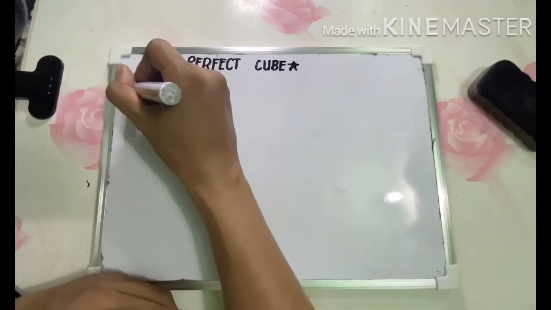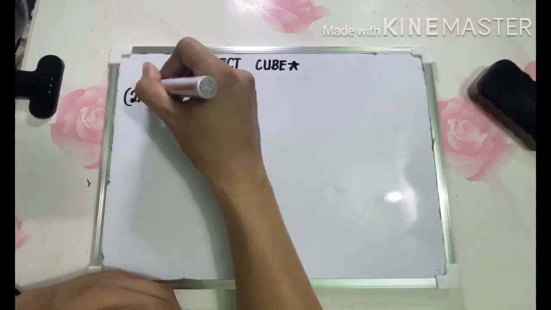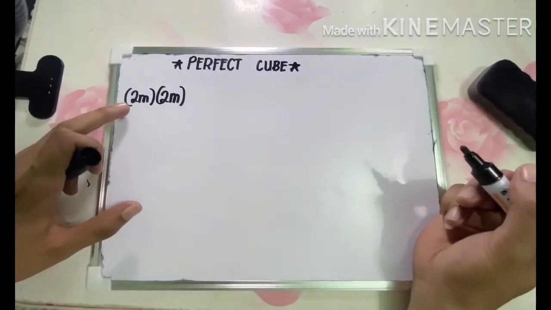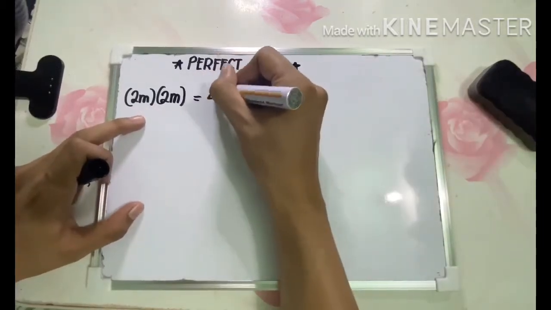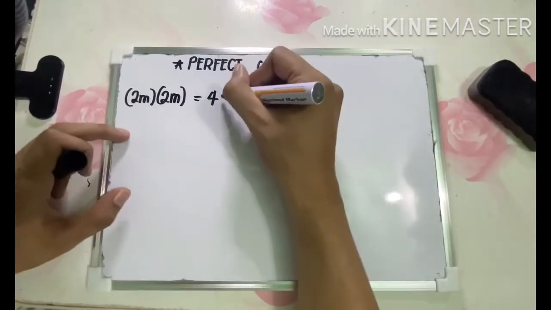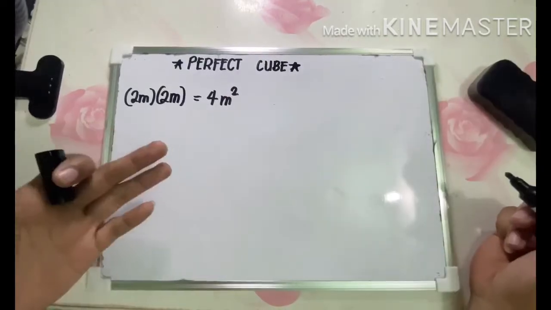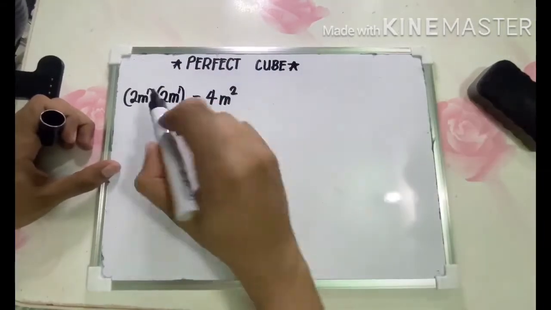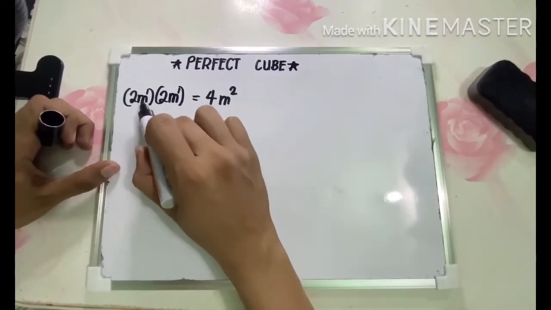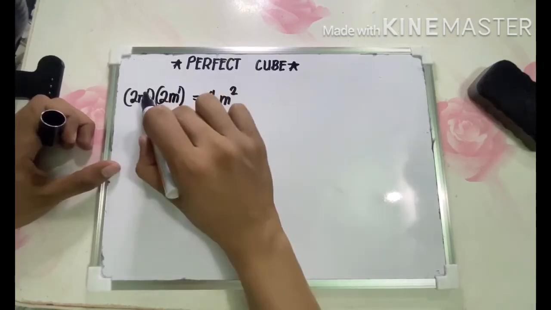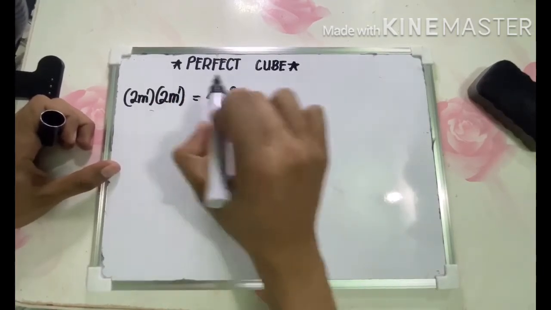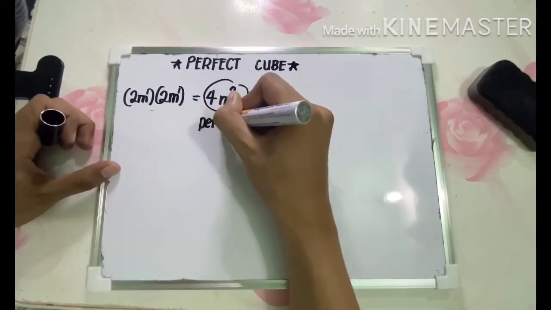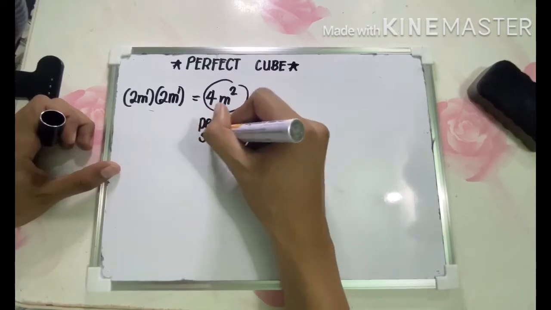So we have here 2m times 2m. So multiply 2 times 2 is 4. And m times m is m raised to 2. How come? Because 2m can be written also as 2m raised to 1. So if we multiply the same variable, copy the variable which is m and add the exponent. 1 plus 1 is 2. So this 4m squared is what we call a perfect square.